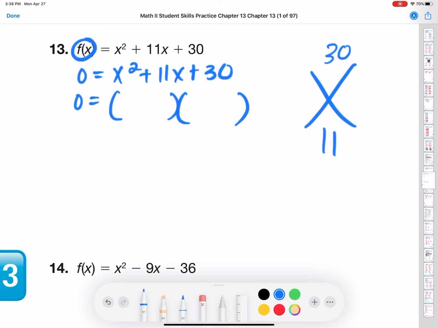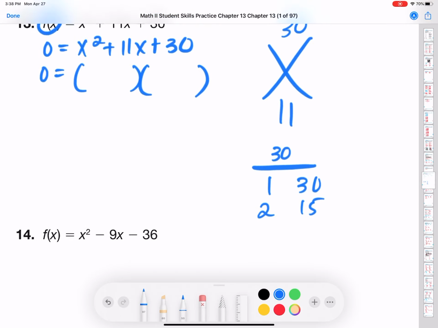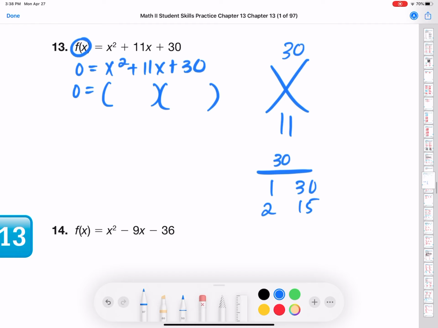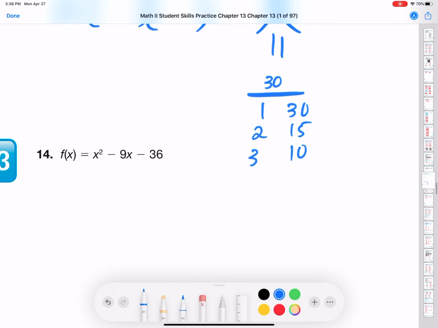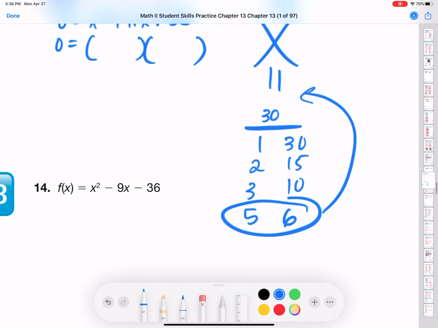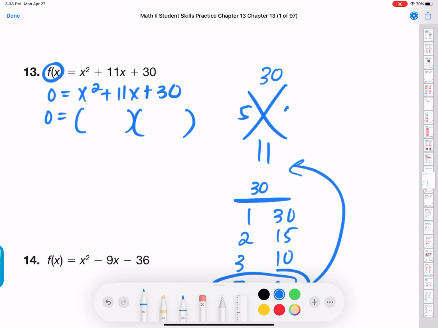So factors of 30. 1 and 30 isn't going to work. 2 and 15 does not work. 3 and 10 does not work. There's no way that could add to 11. 4 doesn't work. 5 and 6 works because if you add them, they add to 11. So I'm going to put 5 and 6 here. So my factors are x plus 5, x plus 6.